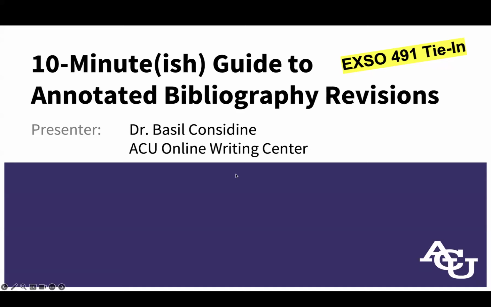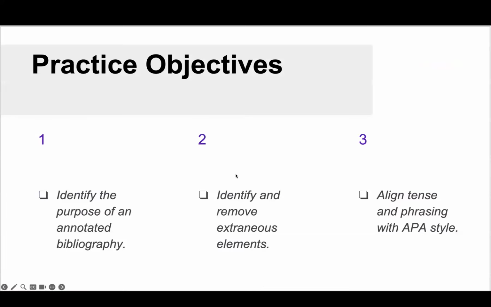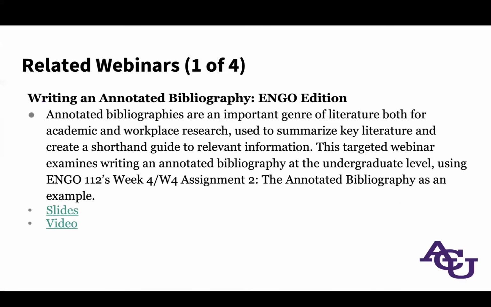So it's very common to take the original assignment and go back and revise it in light of what your mature ideas show. So our objectives today are to identify the purpose of an annotated bibliography, again, keeping in mind that this may be evolving as you are writing and rewriting your materials, to discuss how to identify and remove some extraneous elements, and also to explore how to align tense and phrasing with APA style.